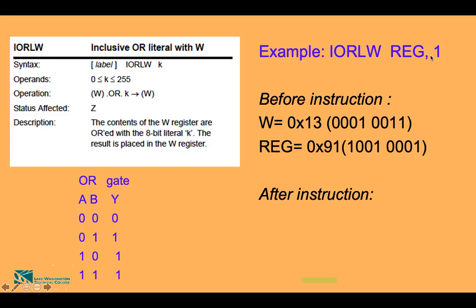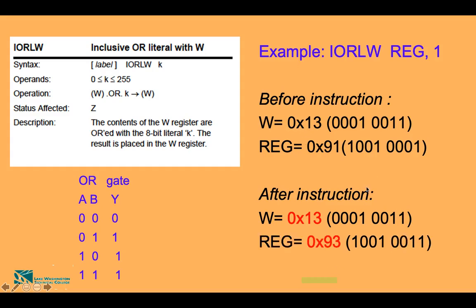The reason why, because we have comma 1 here, and if you do that, then the result is going to be stored in the file register. So this is the working register which is having the same value, and the result is going to be stored in the REG, which is 0x93. So this is the result which has been stored into this file register, and then the 0 bit affected is 0 because the operation is non-zero. That's why the 0 bit is equal to 0. And this is the truth table. You can verify if the answer is correct using this truth table.